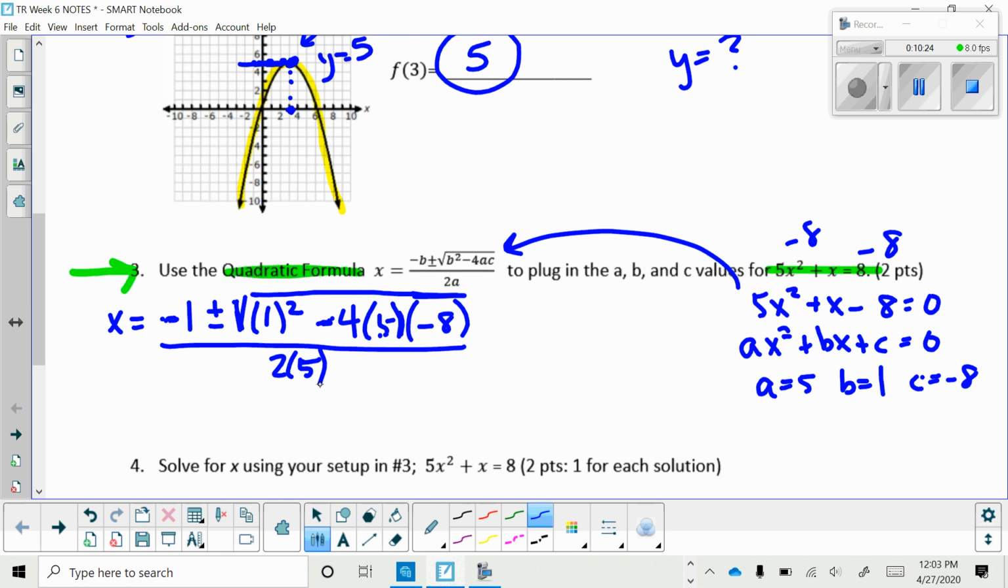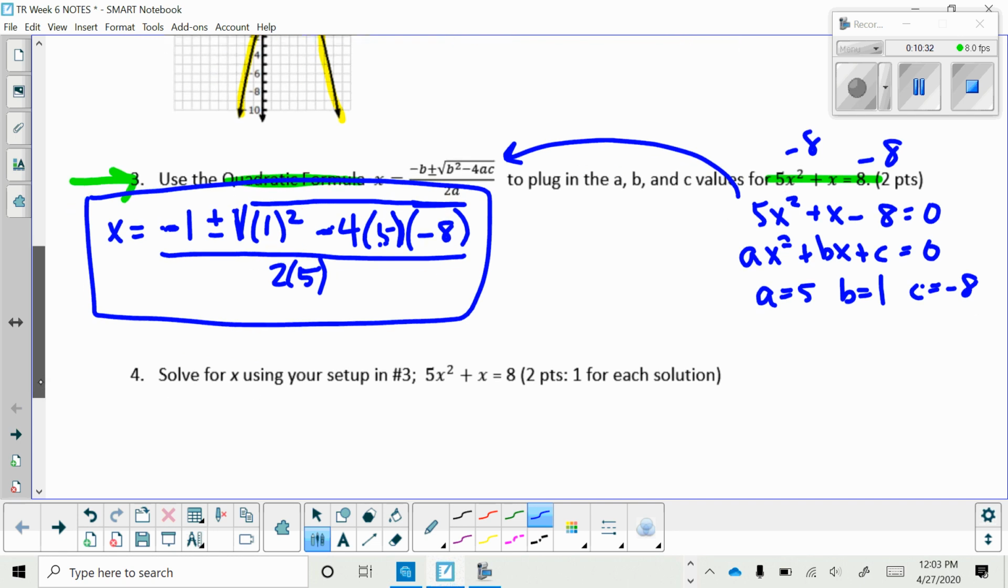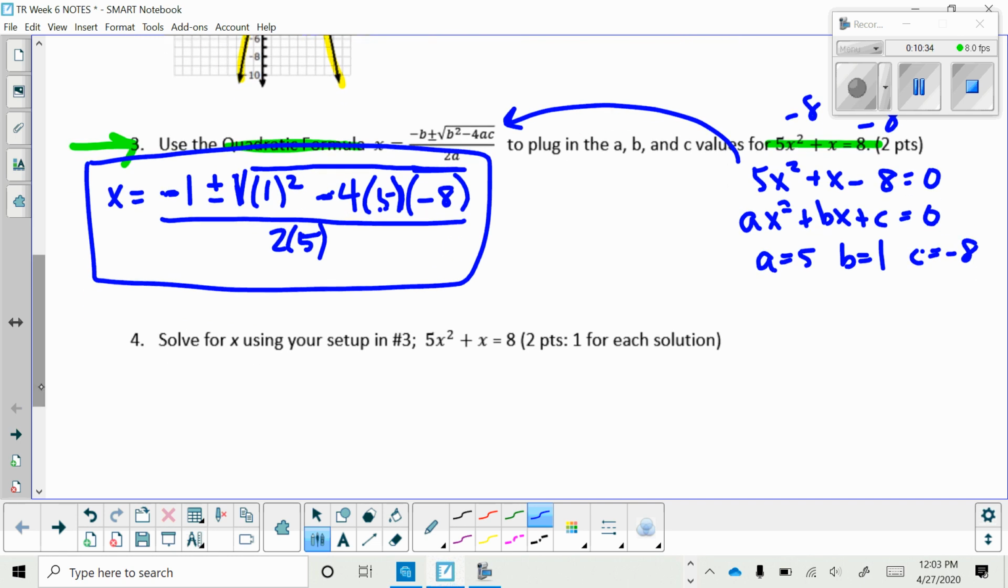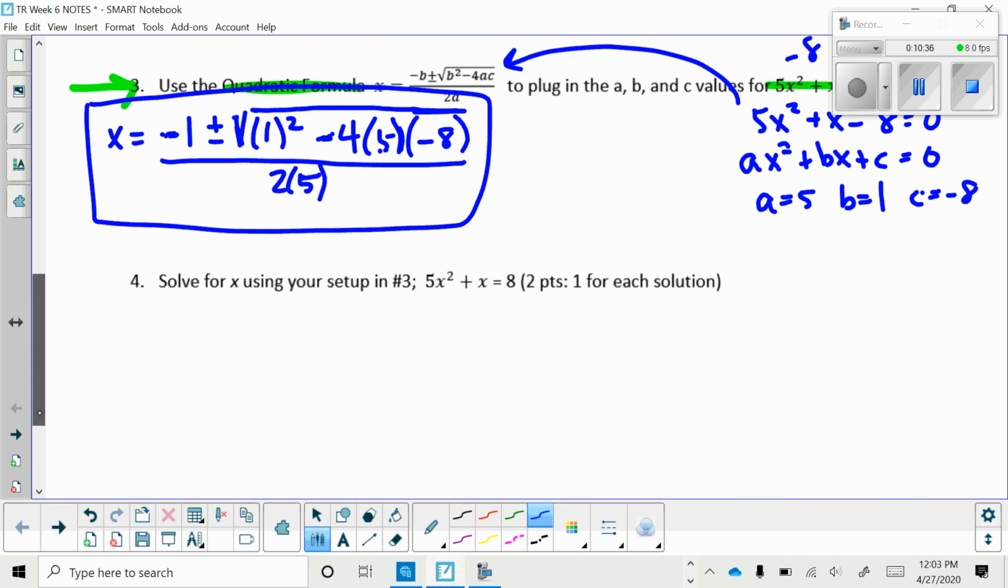So that's the setup. That's all number 3 was asking us to do, was set up the problem. Number 4 is asking us to go further and actually solve it. So you really need to do your order of operations here, but you want to start under the radical first. So your first step is PEMDAS under the radical.